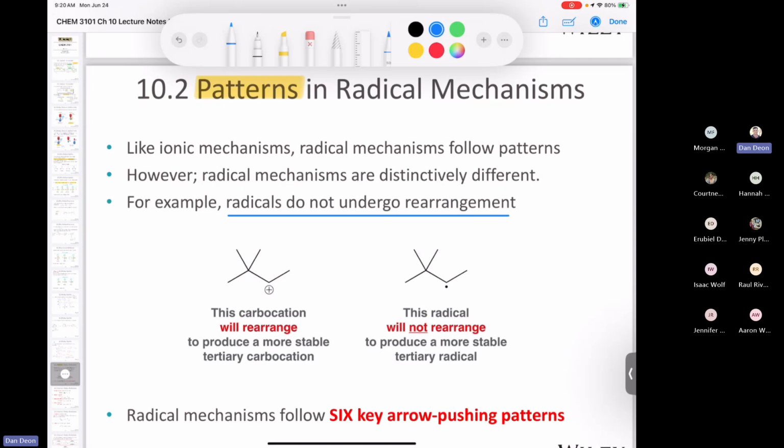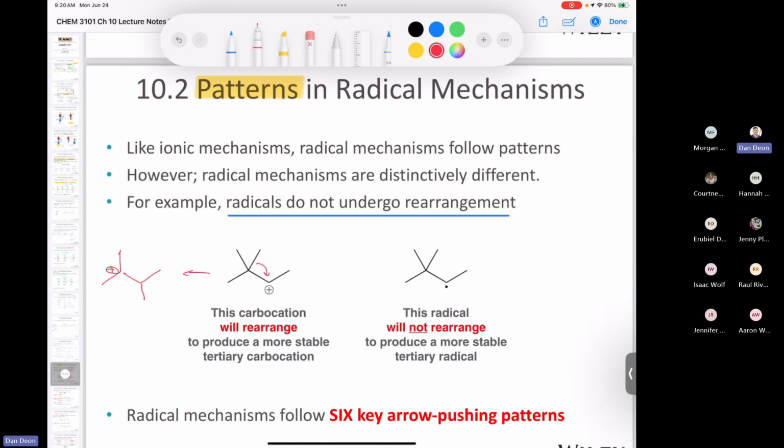Yes, this radical would totally undergo a rearrangement. There's no debate about that. You would get a methyl shift like this, and then you would end up with this guy here. Anyhow, but again, a radical is not going to rearrange. Okay, so there's rule number one.